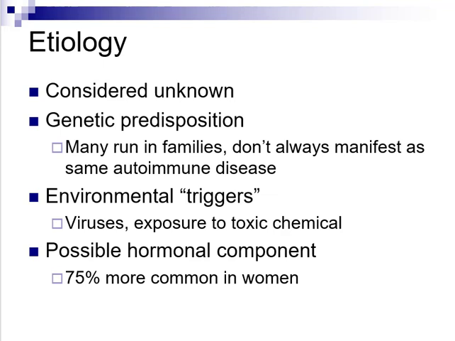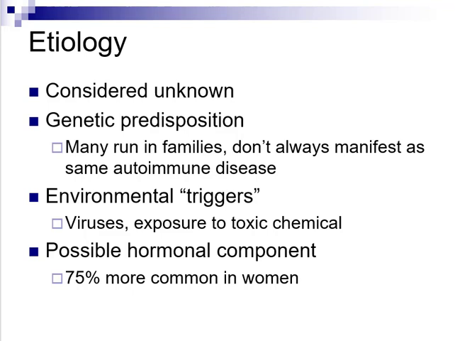So what causes it? It's considered unknown. They're not quite sure what happens. They think there is a genetic predisposition. So autoimmune disorders may run in families, but that doesn't mean that if I have lupus, then my daughter has lupus. I may have eczema. My daughter may have lupus. My son may have Hashimoto's thyroiditis. So the genetic predisposition isn't for a particular disease. The genetic predisposition is that the person or the family has a tendency to have autoimmune disease.